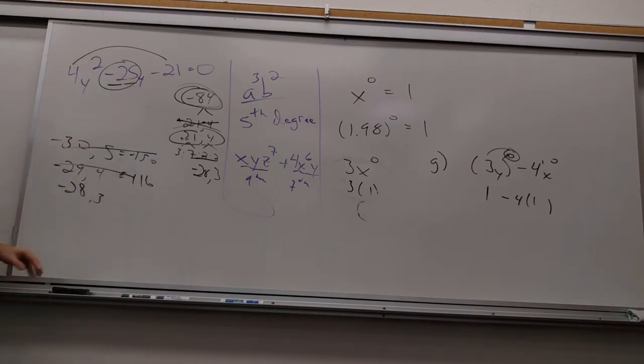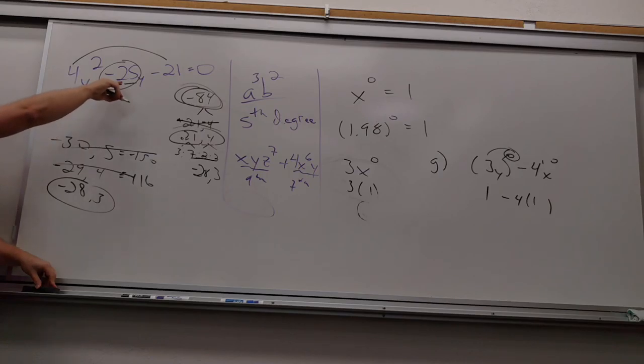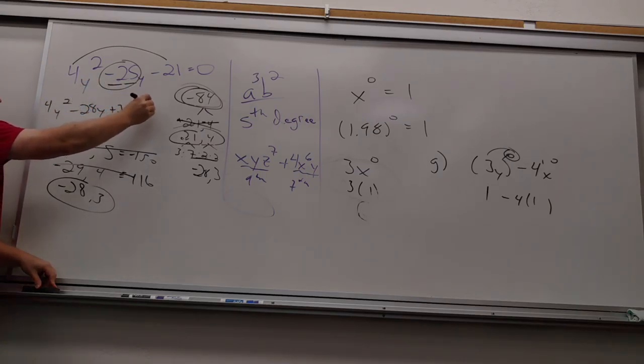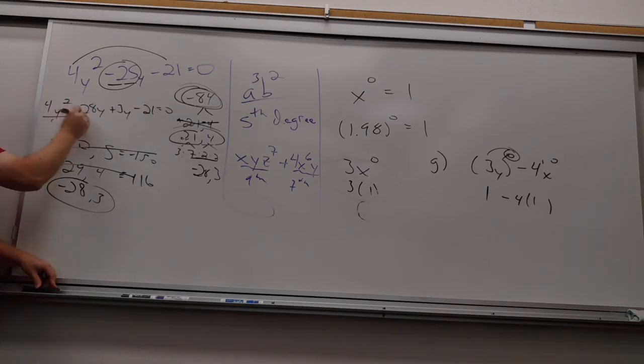This one's better than this. Now what do you do with that, just to do the next step? 4y squared minus 28y plus 3y minus 21. All right, and then grouping, you can group. Okay, keep going.